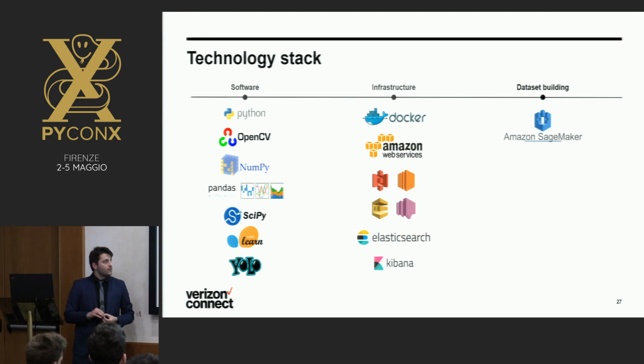As monitoring tools, we chose to use Elasticsearch and Kibana. And then, under the dataset building aspect, we chose to use Amazon SageMaker, in particular its Ground Truth tool.